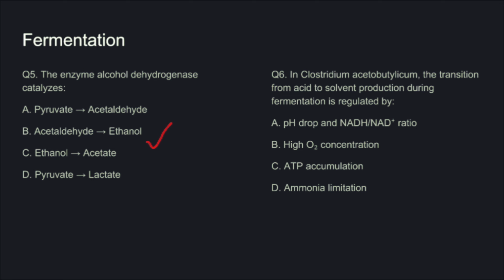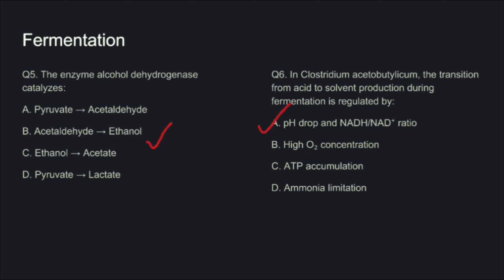Question number 6. In Clostridium acetobutylicum, the transition from acid to solvent production during fermentation is regulated by, options are A pH drop and NADH to NAD plus ratio, B high oxygen concentration, C ATP accumulation, D ammonia limitation. So the correct answer for this question is option A pH drop and NADH to NAD plus ratio.